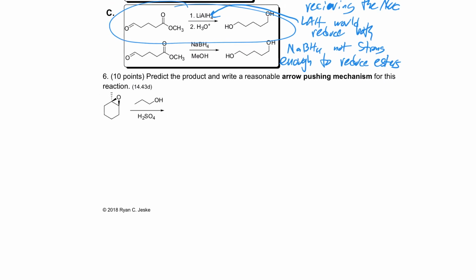All right, number 6. Number 6 is an epoxide. It has two different substitutions. It has a tertiary side and a secondary side. We are in acid, and we have a weak nucleophile and weak base, propanol. I have to say I was rather disappointed in the performance on this question. There's a mechanism straight out of the book. I think Skill Builder 14.5 shows the acid catalyzed ring opening of epoxides.